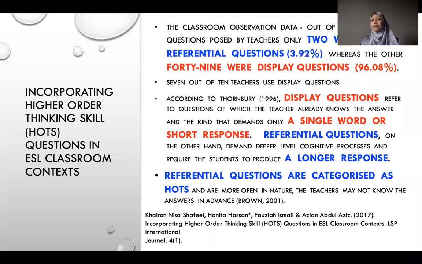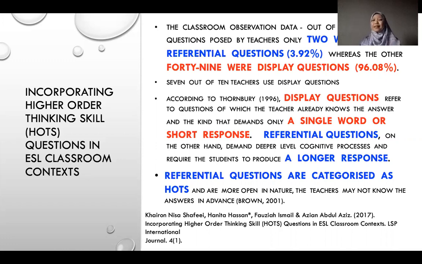One of the research that we conducted, okay, on HOTS, how HOTS questions are used in the ESL classroom. We found that in the classroom, teachers are more prone to pose display questions compared to referential questions. 96.08 percent of questions were display questions, while only 3.92 percent were referential questions.